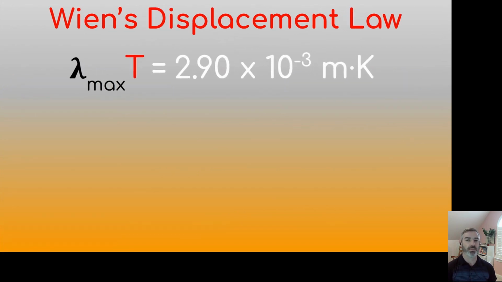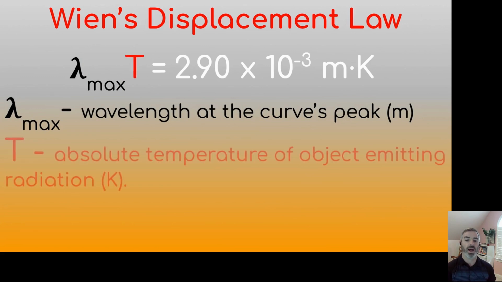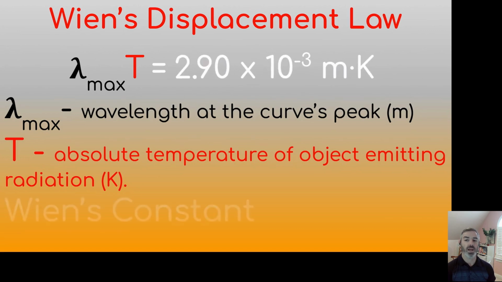Now, Wien's displacement law says the wavelength at the maximum or the peak of the graph times the temperature in Kelvin gives us a constant. So lambda max is the wavelength at the curve's peak, and we're going to look at a curve here in just a minute to understand what that means. Capital T is the absolute temperature of the object emitting radiation in Kelvin, and that equals a constant of 2.9 times 10 to the negative third meter Kelvin, which is known as Wien's constant.